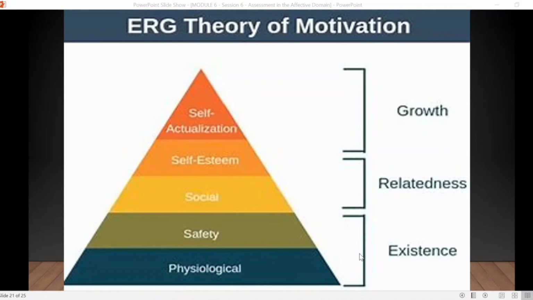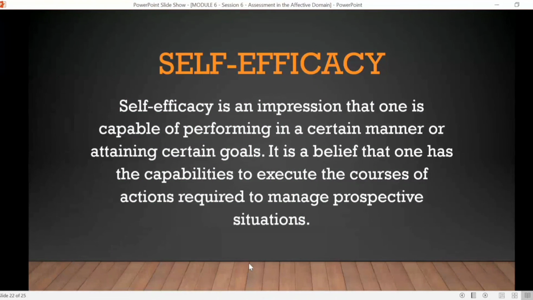Unlike yung sa Maslow's hierarchy of needs, marami siyang division, yung physiological needs. Okay? Wala siyang three major divisions, the ERG. Okay? So under existence, we have safety and physiological. Relatedness, like your relationship with people. We have social and partly self-esteem. And for growth, we have self-esteem and self-actualization.